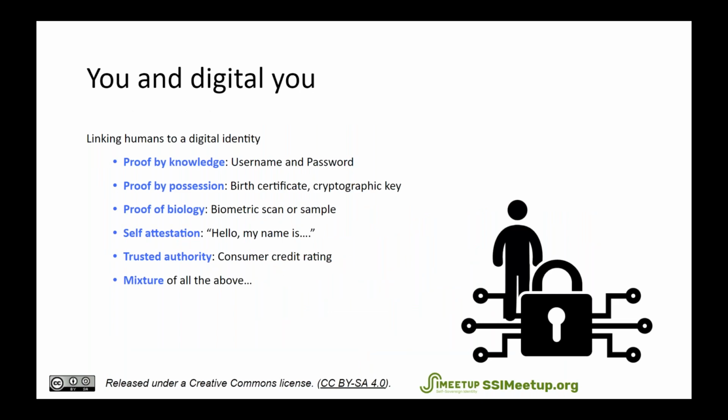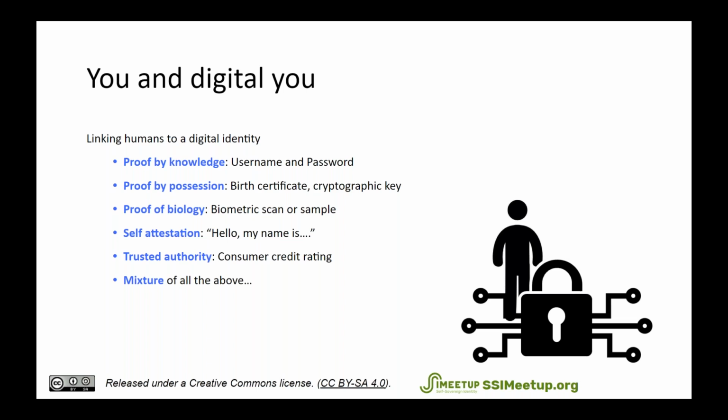We have kind of the proof of knowledge, so username and password. I know something, and that allows me to get access. We have proof of possession, things like I present a cryptographic key, or I present my social security card or birth certificate. Proof of biology, which I think is a really fascinating emerging area, like biometrics.